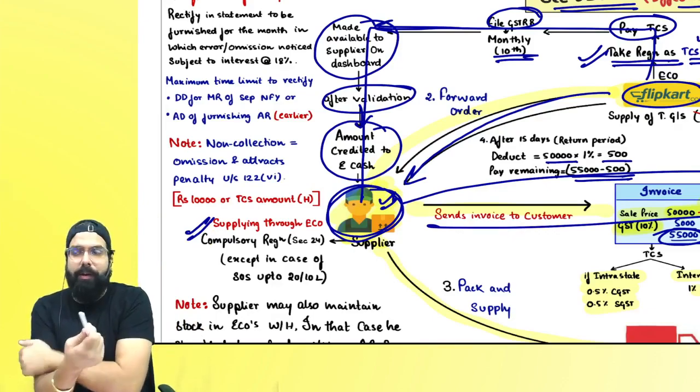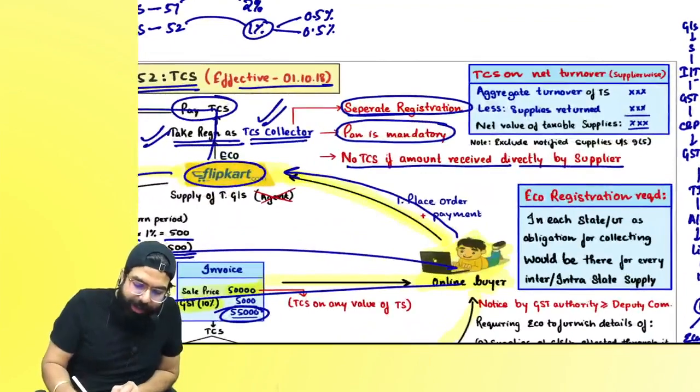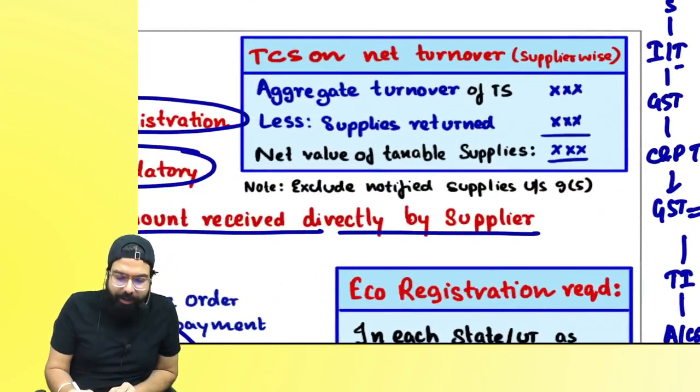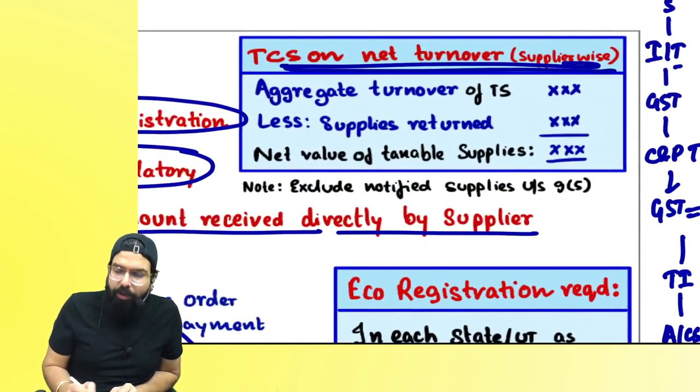Can I go ahead, everyone? Now, everyone, when the e-commerce operator has to deduct TCS, they will always deduct TCS on the net value of supplies made by a supplier.